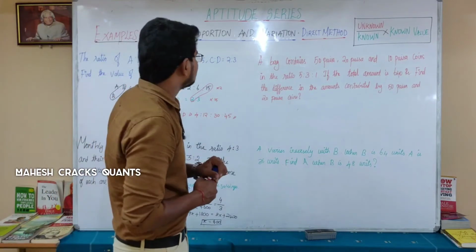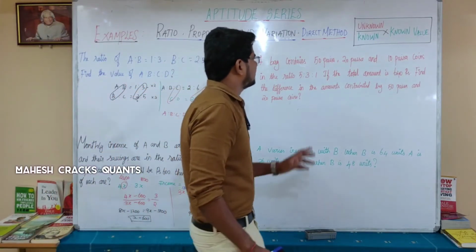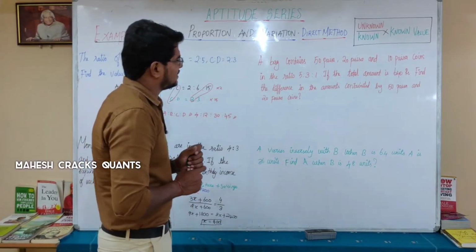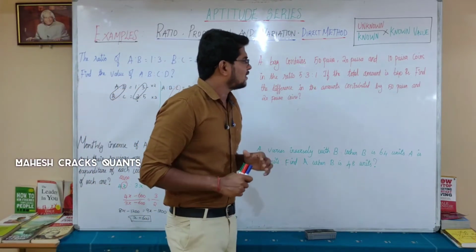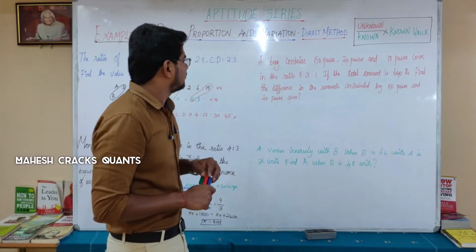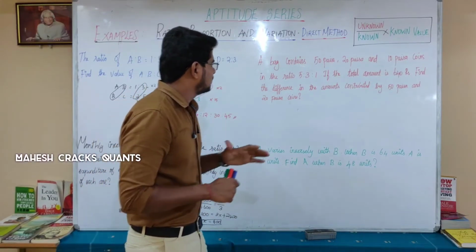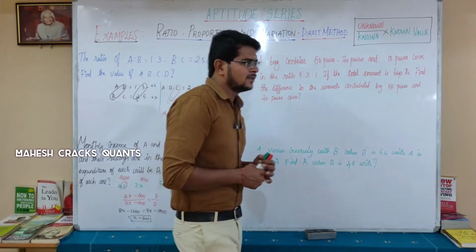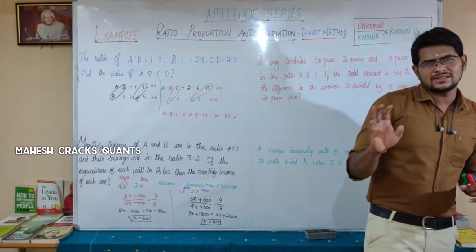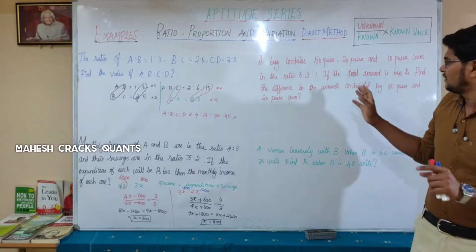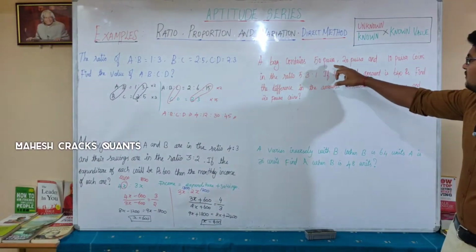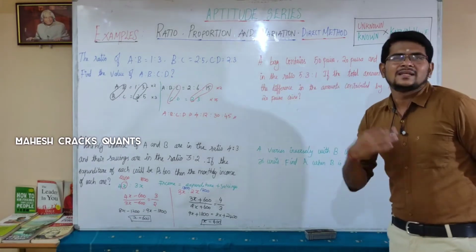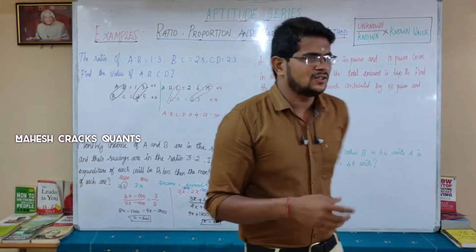Next question. A bag contains 50 paise, 20 paise and 10 paise coins in the ratio 5:3:1. If the total amount is rupees 640, find the difference in the amount contributed by 50 paise and 20 paise coins. So you have to find out the difference in 20 paise and 50 paise. Here the ratio is of coins, which means you have to convert this into amount.